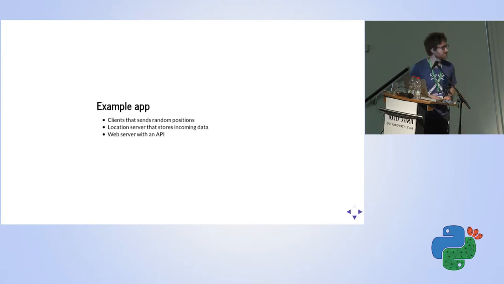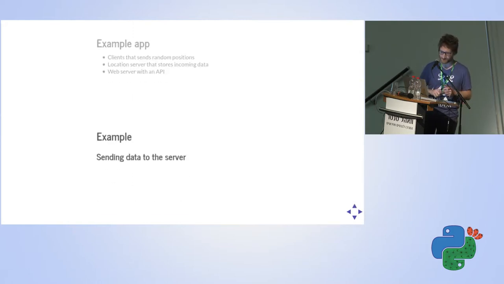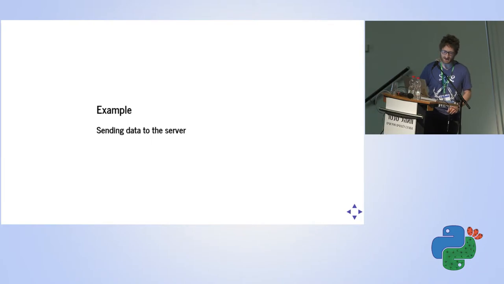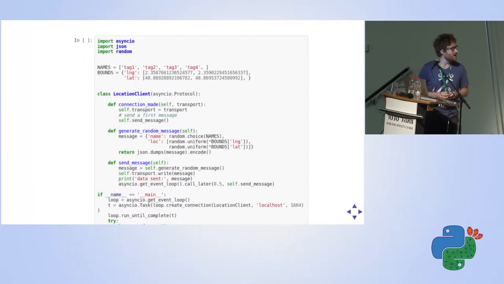So let's have a look at the very, very simple example application. We'll have a client that sends random positions, a server that stores our incoming data, and a web server with an API to be able to have a web interface. So let's send data to this server.